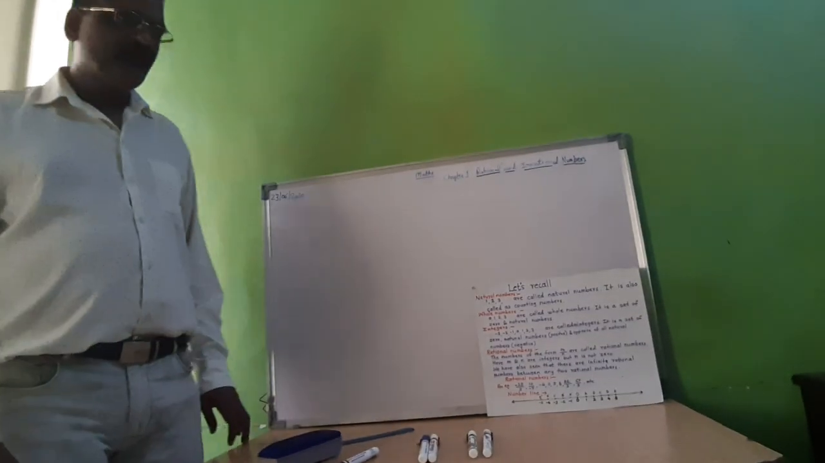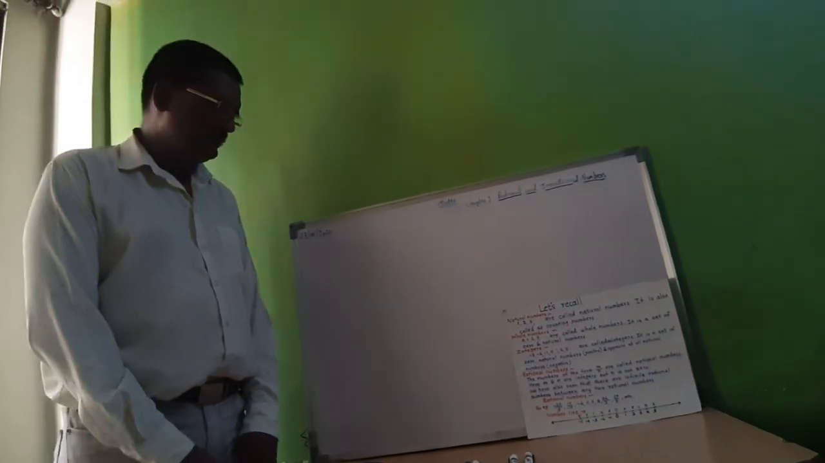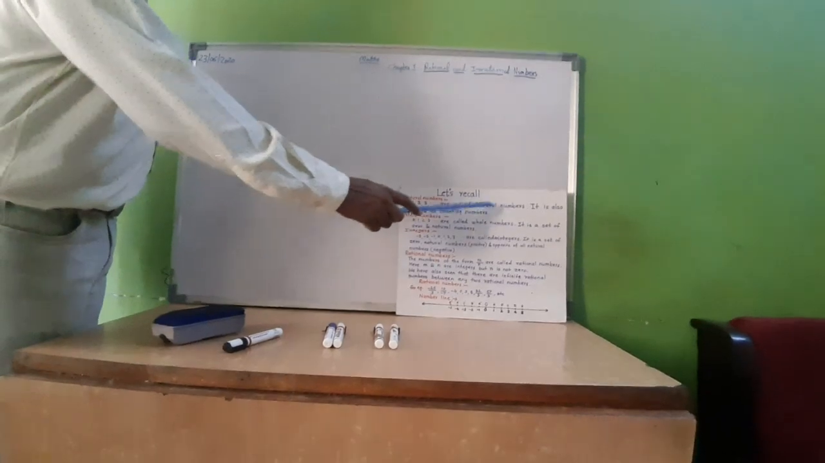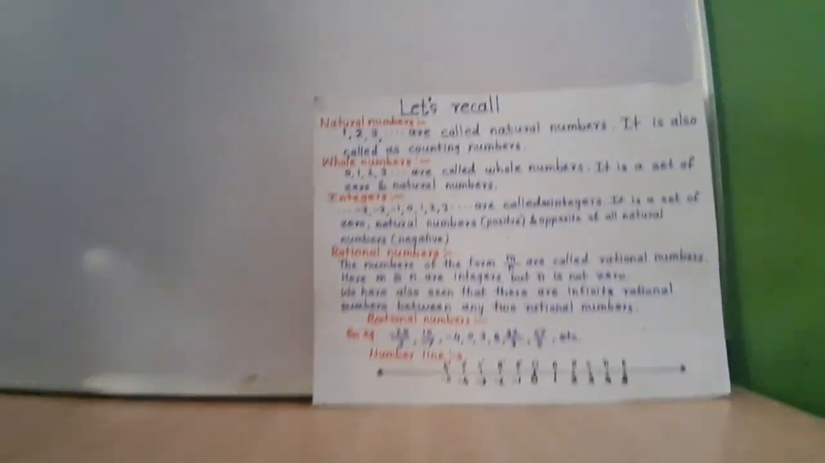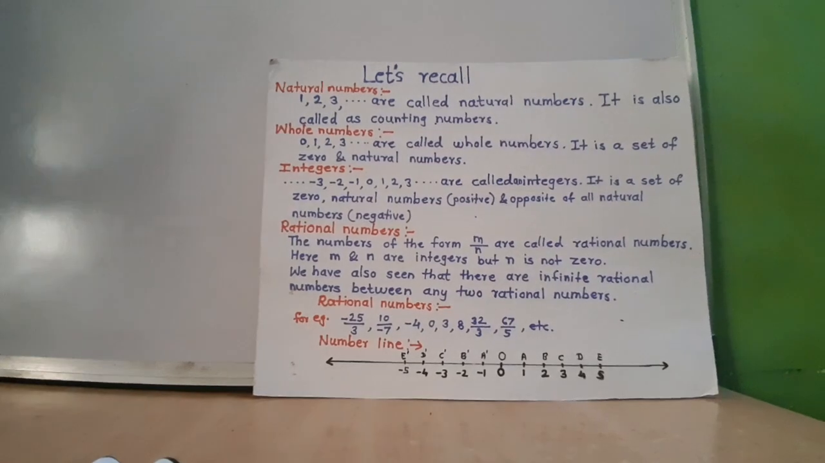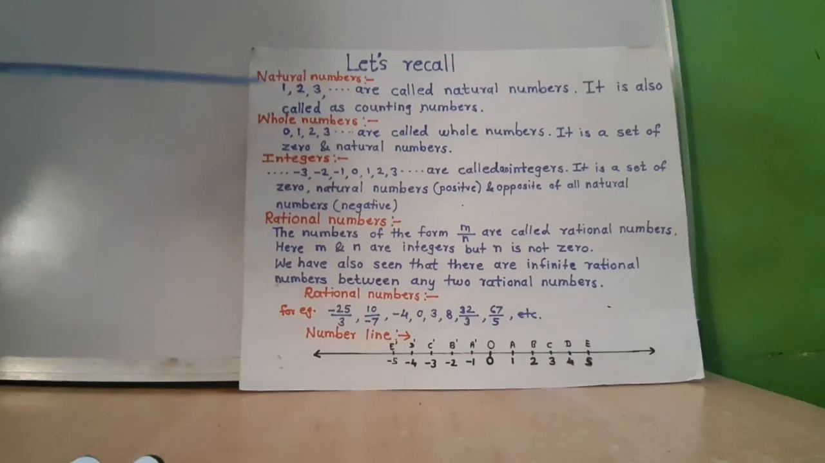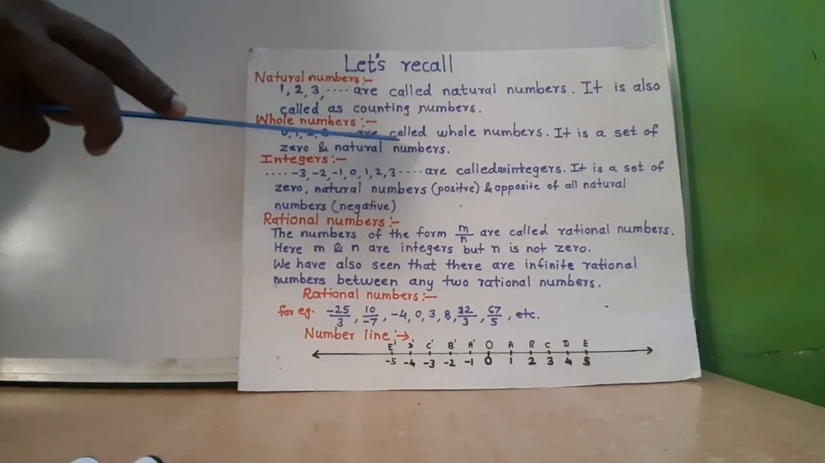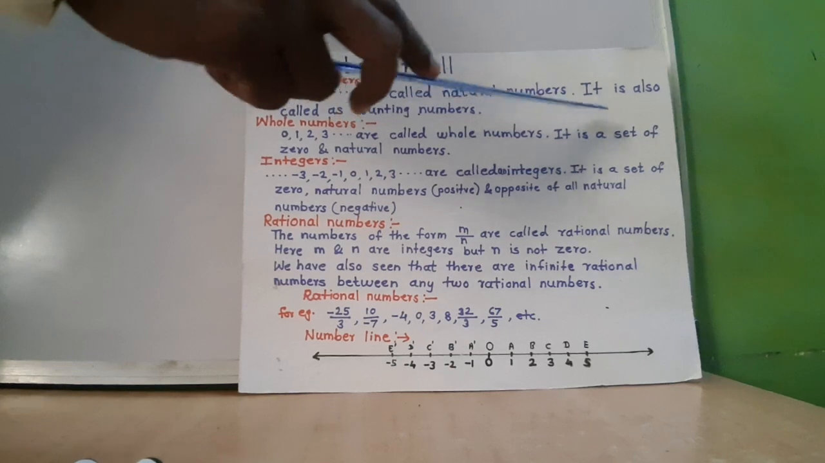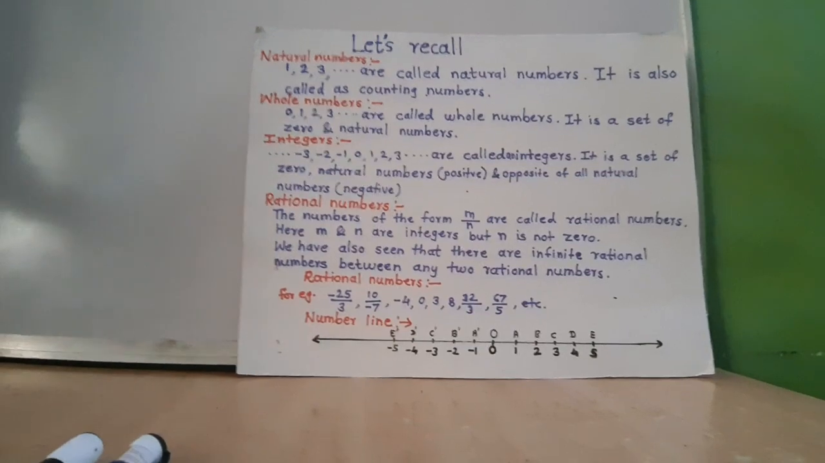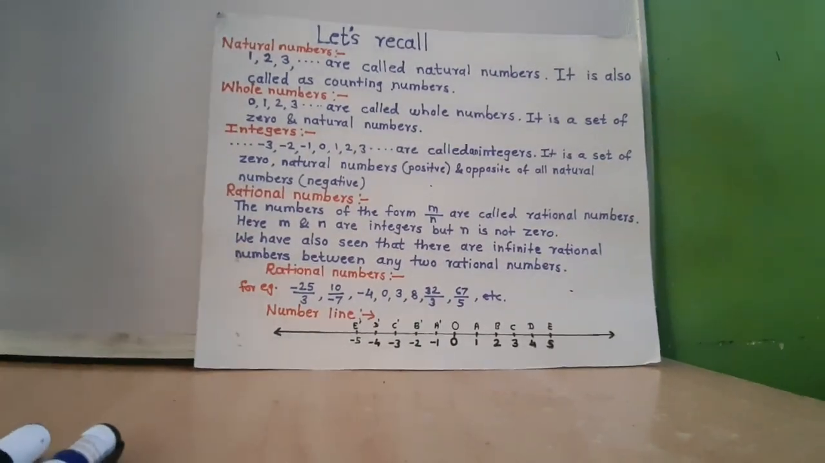Okay, children. First, recall what you learned up to now before starting Chapter 1. 1, 2, 3, and so on are called natural numbers. It is also called counting numbers, and that is indicated by the letter N. Then we studied the whole numbers. 0, 1, 2, 3, and so on are called whole numbers. It is a set of 0 and natural numbers. Other way you can say 0 and positive numbers.